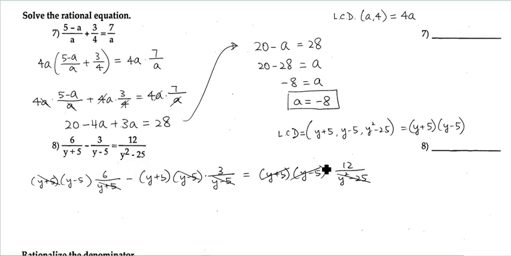So what would be the leftover? It would be 6 times y minus 5. If you feel comfortable, distribute it right away, but be careful, it's 6 times the whole thing. So it would become 6y minus 30, and then minus, and distribute the 3. So we get 3y plus 15 equals 12. Is that right? What's wrong? You shake your head. What's wrong?